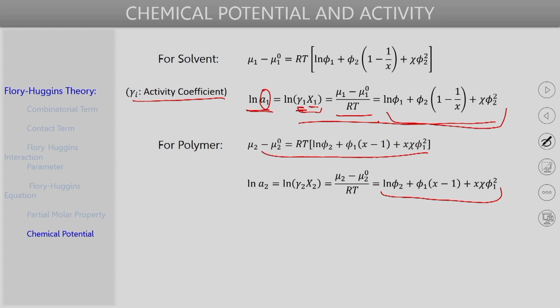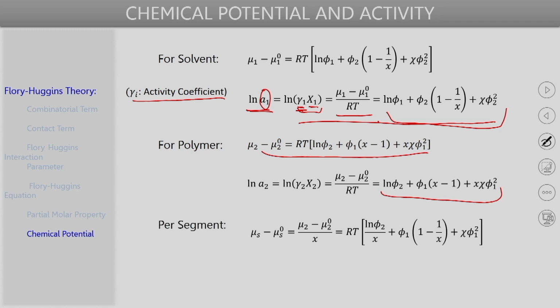And if one wishes to consider the chemical potential or activity on a per segment basis, so this is for the entire polymer molecule, if we are considering, let us say, the chemical potential per segment, then we can just divide this by the number of segments x per molecule. That will give us an expression like this on a per segment basis.